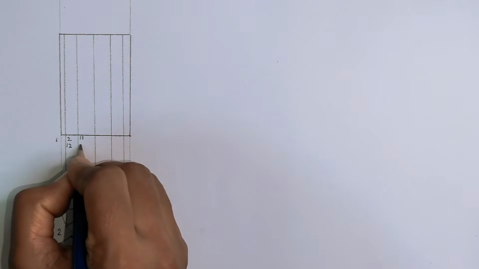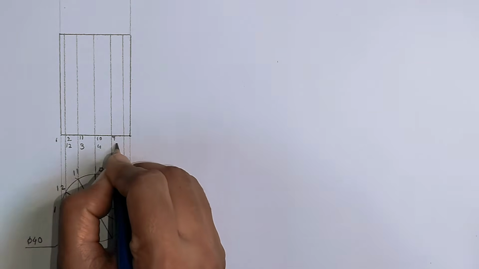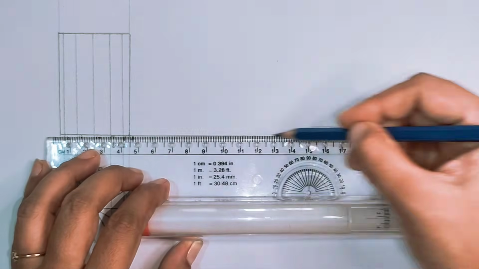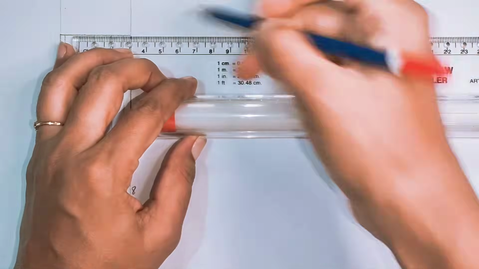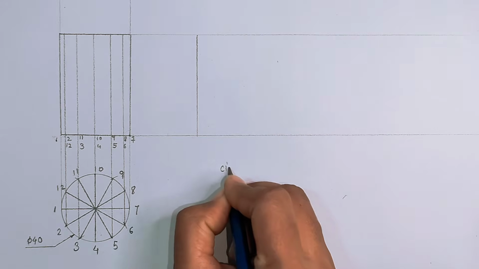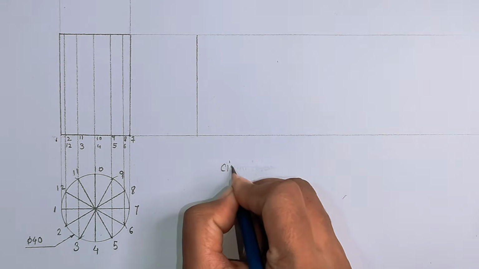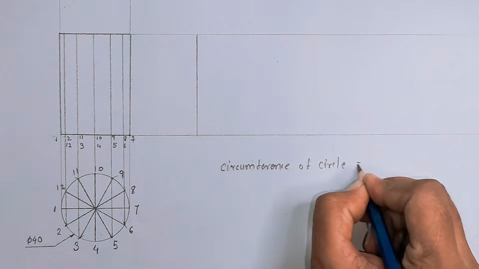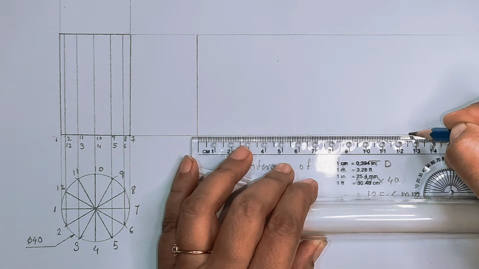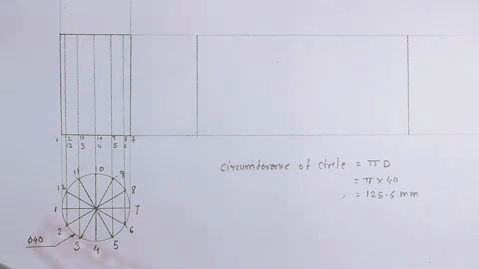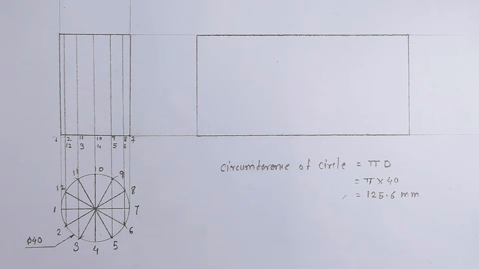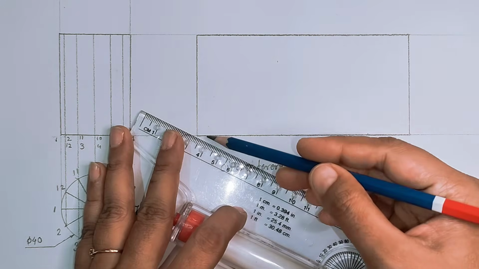Next step, imagine that if we cut the cylinder at point 1, we get a rectangle. The length of that rectangle is equal to the circumference of the circular base of the cylinder, and the height is equal to the axis length of the cylinder. The circumference of a circle is pi d. Pi into the diameter of the cylinder, 40, is equal to 125.6. So draw a rectangle whose length is pi d and whose height is equal to the pitch.